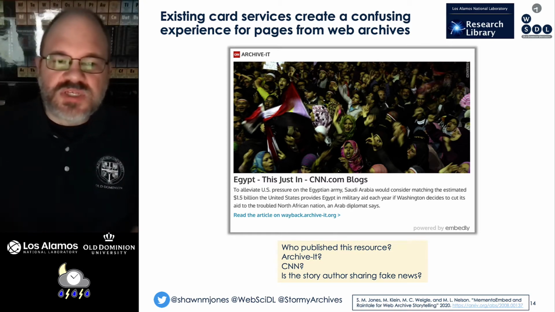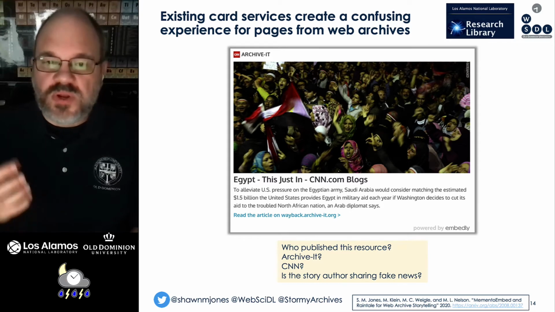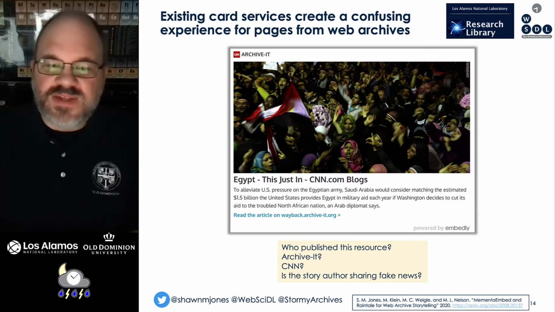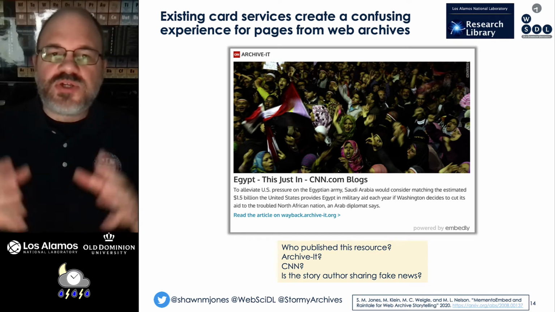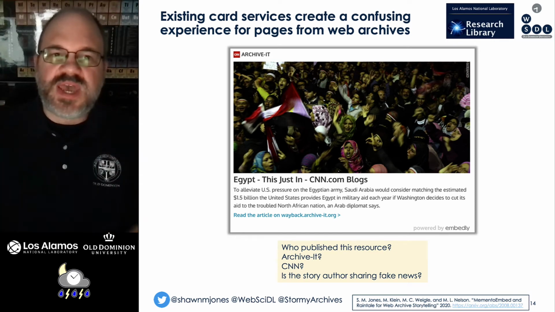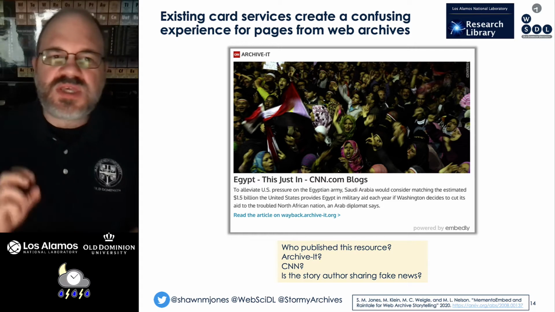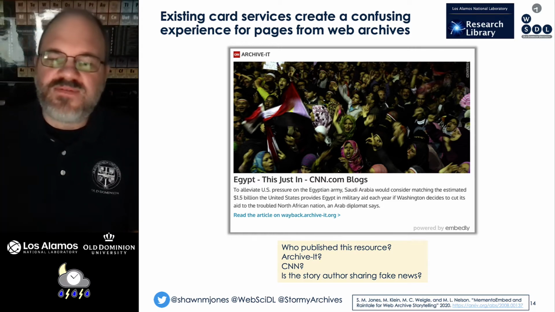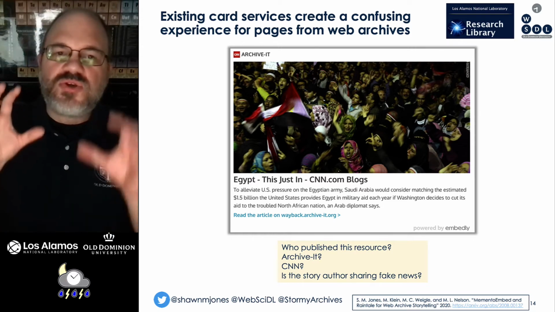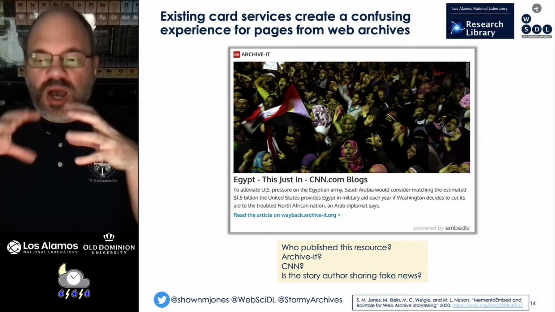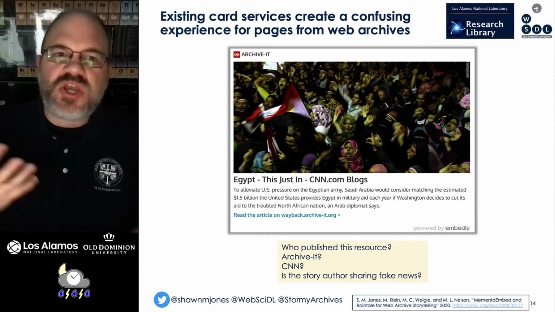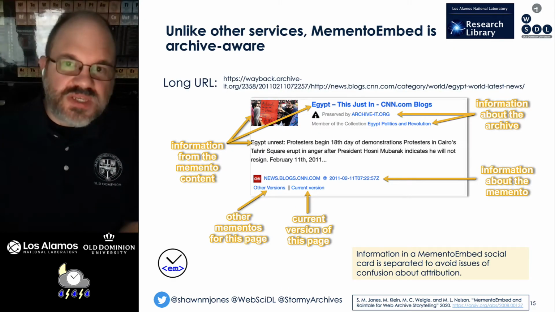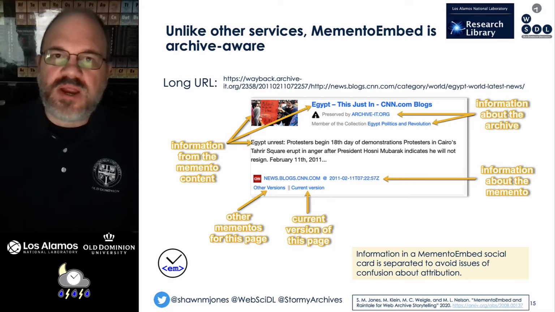We take a resource like this from CNN, but it's actually been preserved by Archive-It. We put this memento into Embedly, and it produces a beautiful image, wonderful text, and simultaneously attributes the content to CNN and Archive-It. If we were to embed this card into a blog post or a story, our readers might be wondering, are we sharing fake news? Because this is confusing. Unlike other services, Memento Embed is archive aware.